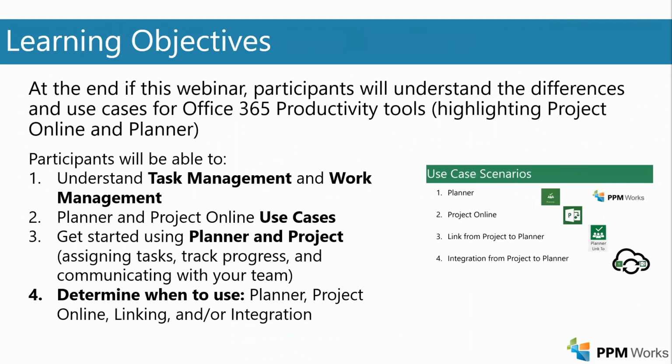Our learning objectives for the course today will be, first of all, that you will be able to understand task management and work management. That is the differences between the two. We'll talk about project and planner use cases. As I mentioned, we'll go through 4 different scenarios in which you'd use Planner, Project Online, the link between the two, and finally the full integration between the two. We'll get started using the two of them, assigning tasks, task progress, and communicating with the team. And then, as I mentioned, we'll determine when we should use each of those and or the integration between the two.